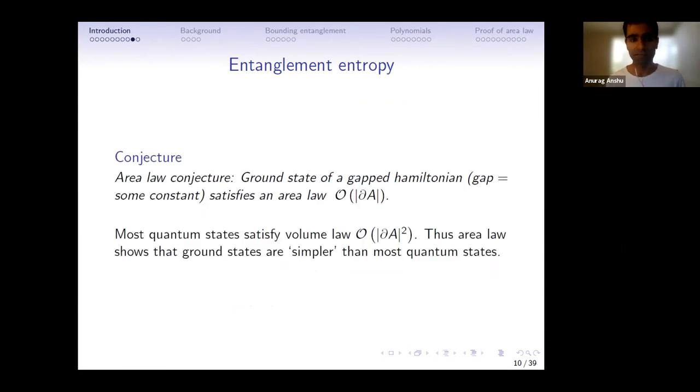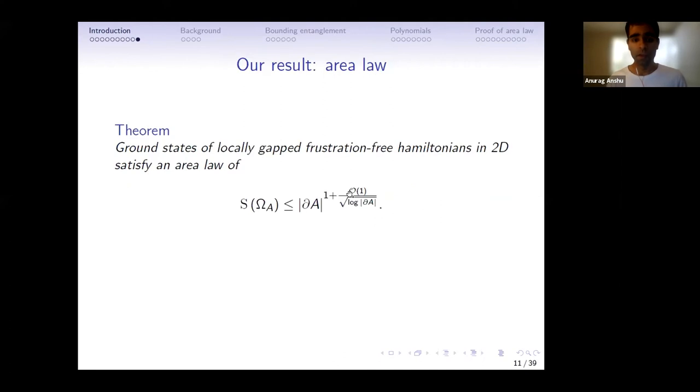So that's the conjecture, which is that most quantum states satisfy a volume law, but ground states are expected to be much better. So our main result is that the ground states of locally gapped, frustration-free Hamiltonians, which have a local gap that's a constant, in 2D, satisfy an area law of this form. It's very close to one, almost one, and this term goes to zero as the size of the system increases. So that's the area law.